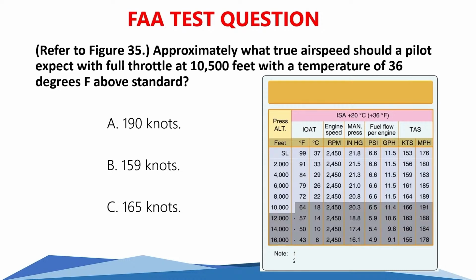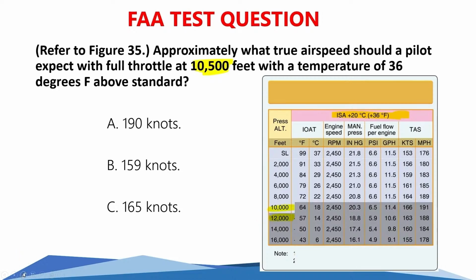All right, so let's go ahead and take a look at this one, and then you guys are out of here. So very simply, we have a couple pieces of information. We know we're going to be at 10,500. They've already told us to use the plus 36 degree section of the chart, so we know that. Magically, you guys will notice that 10,500 does not exist. So we have two different values here.